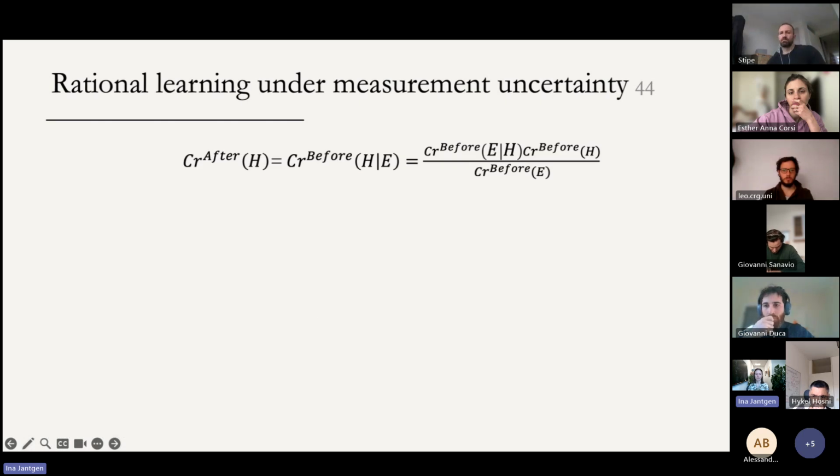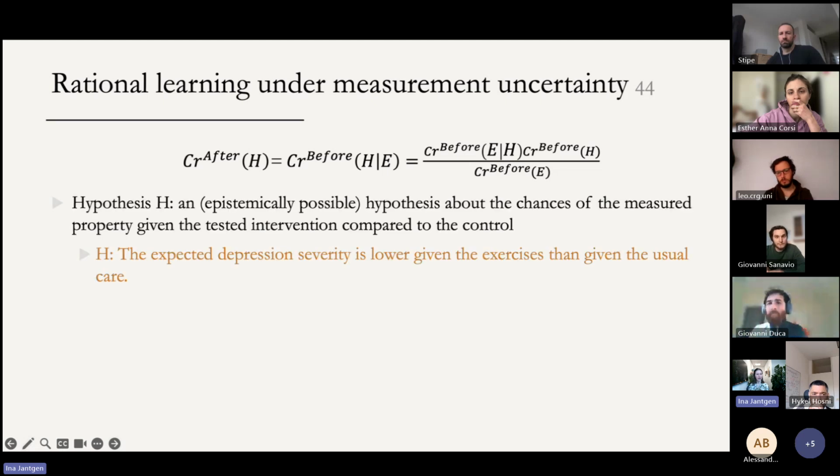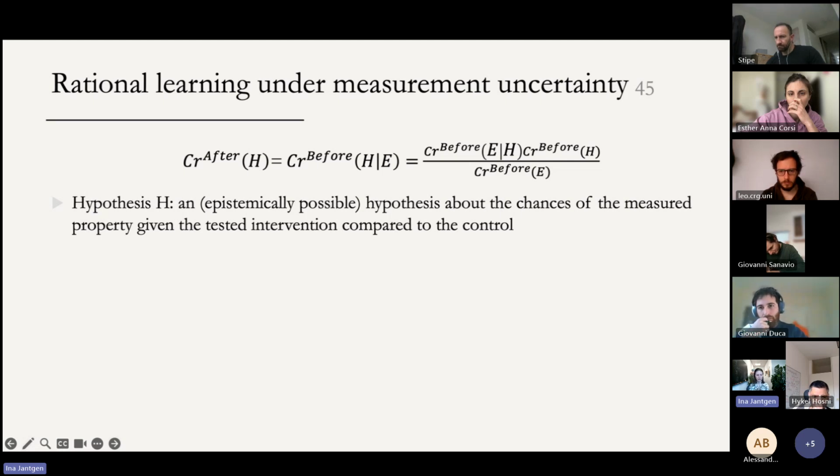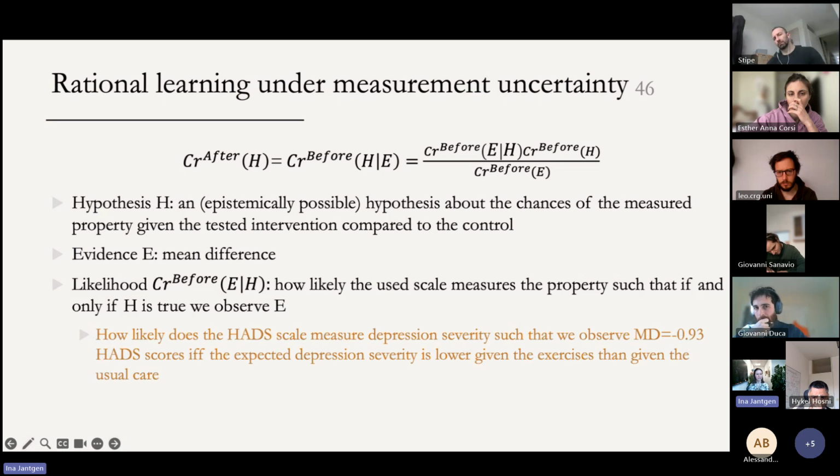So here's standard Bayesian conditionalization, as I'm sure we've all seen it. And then the idea is that we take as hypotheses claims about the chances of the measured property given the tested intervention compared to the control. So for instance, an example would be a claim about the expected depression severity being lower given the exercise program than given the usual care. Your evidence then in this approach is the mean difference, for instance, or the standardized mean difference, or the effect size you learn. And then the final component is your likelihood, which in general, of course, is your credence in observing the evidence given the hypothesis.